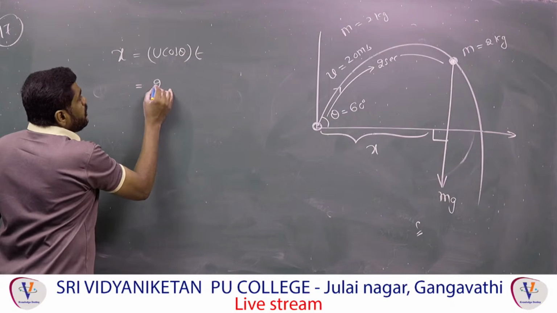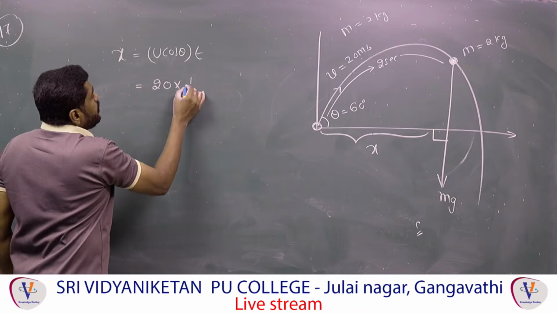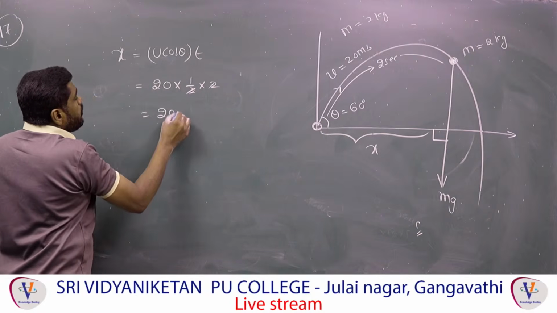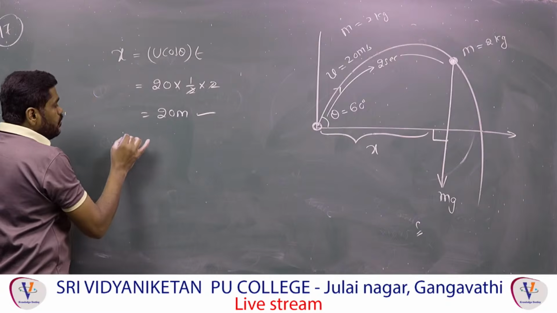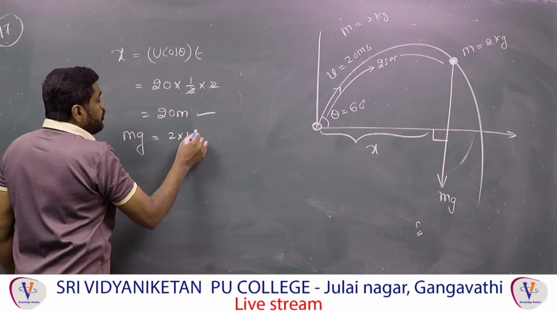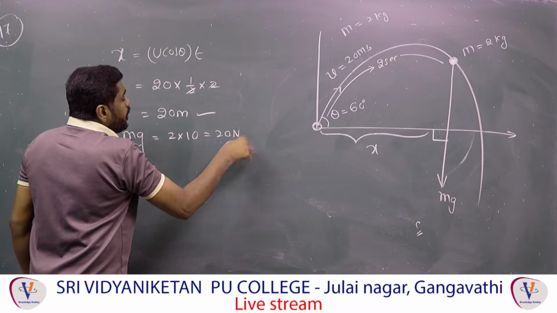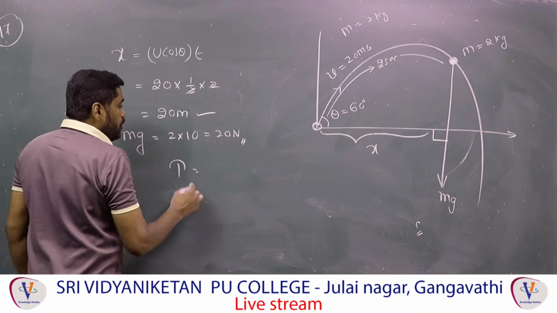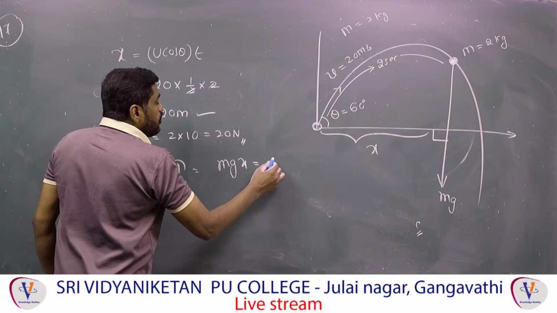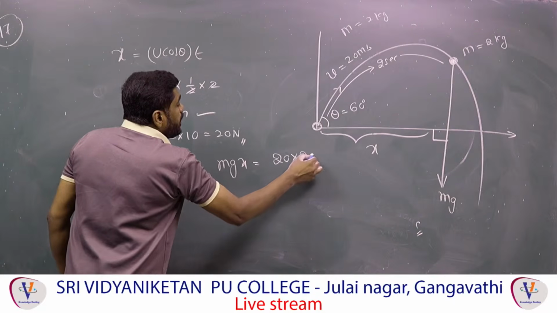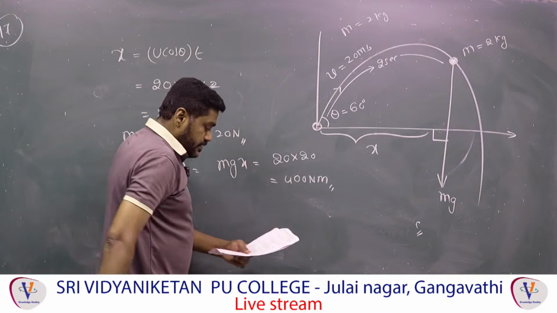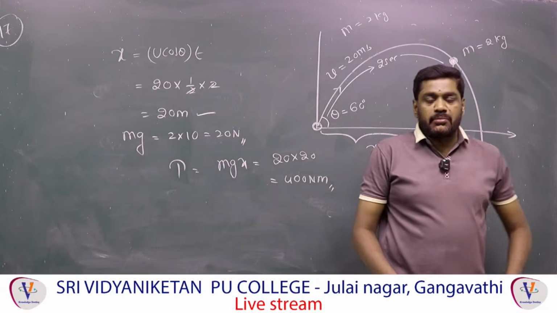How much is that? u is equal to 20, cos 60 is equal to 1 by 2, and t is equal to 2, so cancelling, that is equal to 20 meters. And the mg formula: mass is 2, g is 10, so mg is 20 Newton. Therefore, torque is equal to mg into x, that is 20 into 20, which is 400 Newton meter. That is the answer, 400 Newton meter.